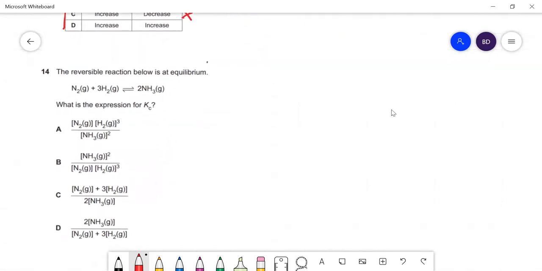So we've got the reaction here. What's the correct expression for Kc? Well, that one's wrong because it's got a plus sign in it. It's always multiplied, and that one's got a plus sign, so forget that. You should put the products on the top line, so it is going to be B. So it's NH3 squared divided by N2. That is the right answer. B is right.